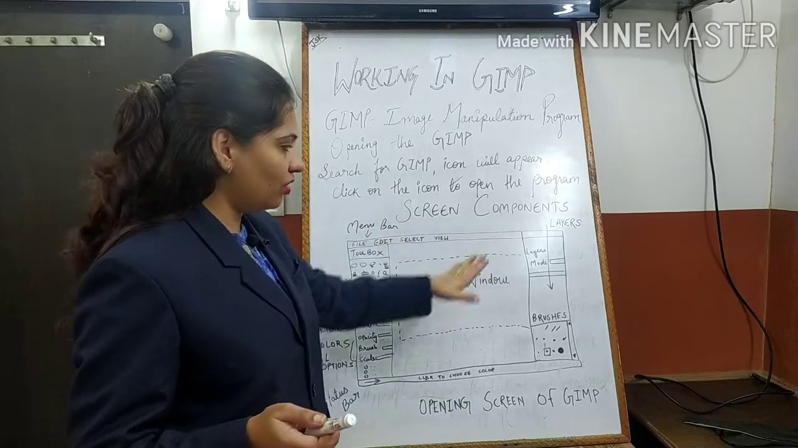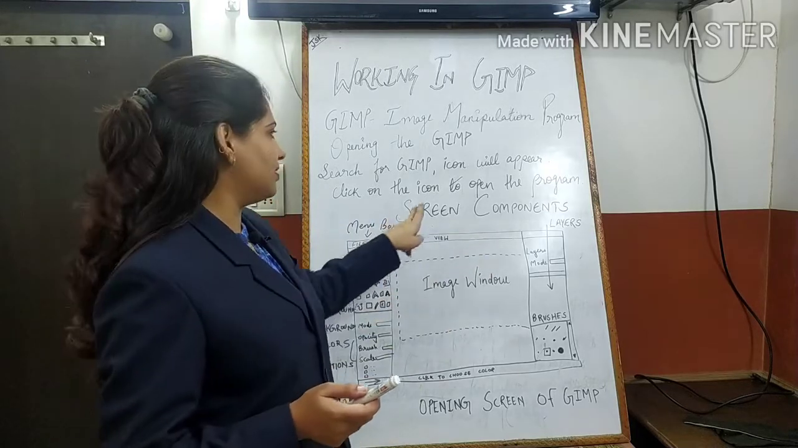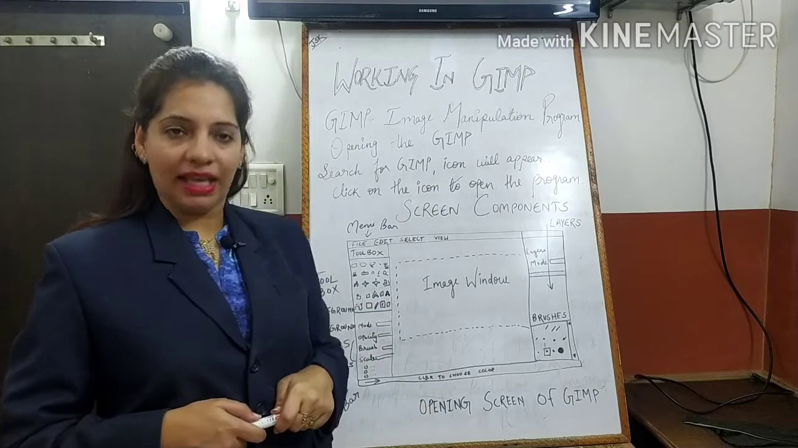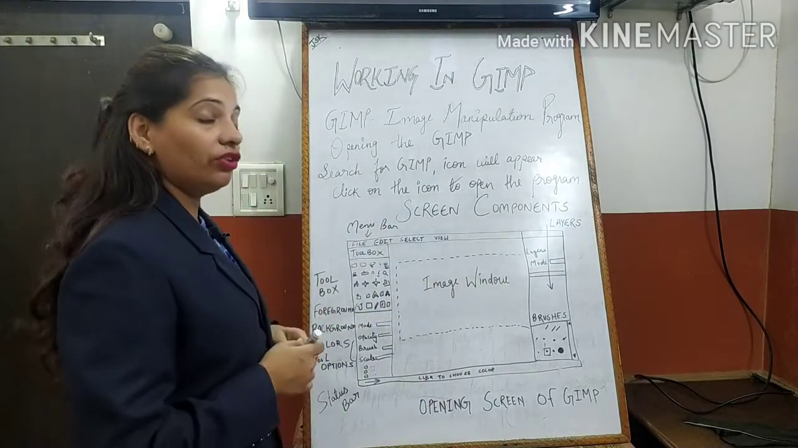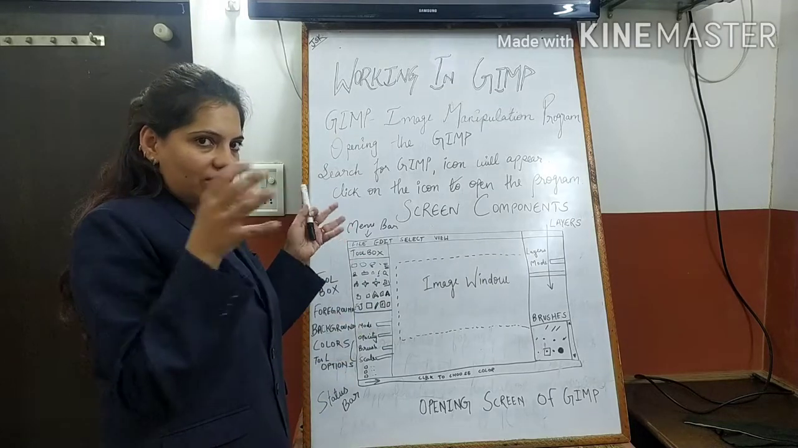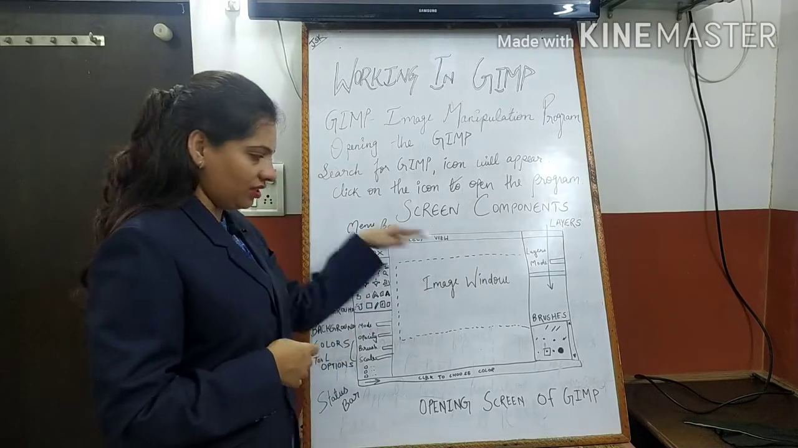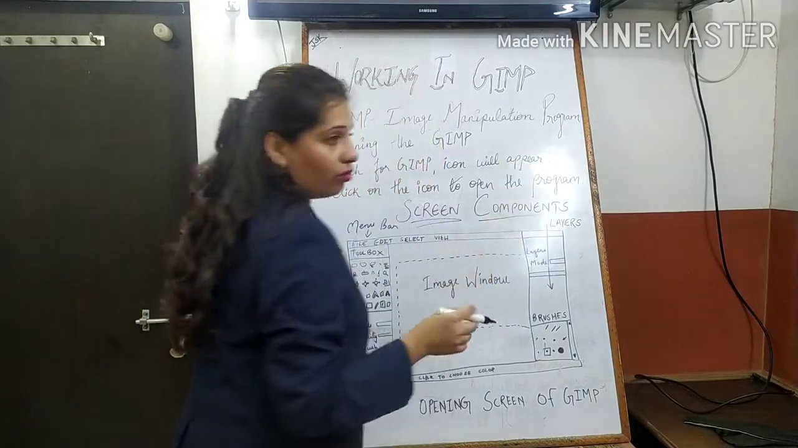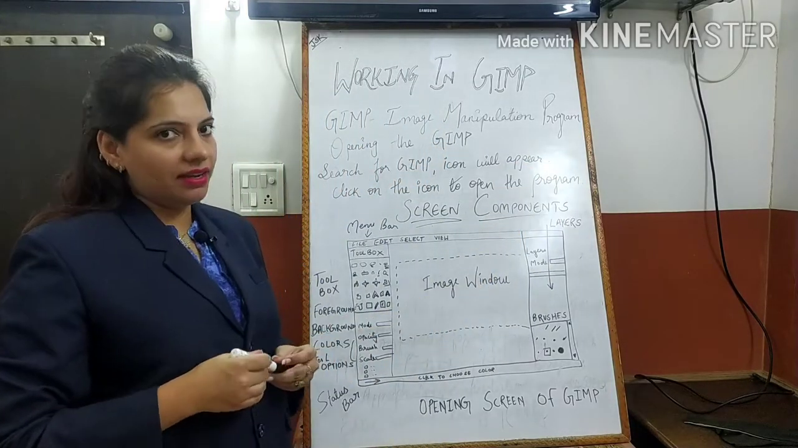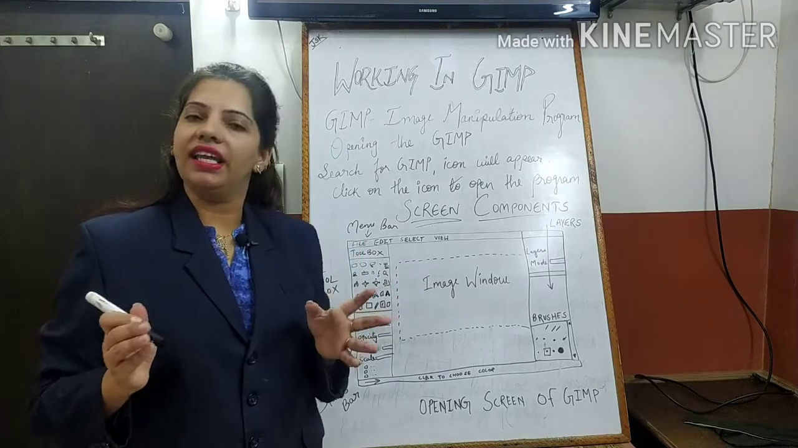The program will open, so you will get a screen like this. Okay, this is the screen of GIMP. So let me tell you the different components, meaning what the screen is made up of and what all these things are. So we are going to talk about the screen components, what all things are there on the screen of GIMP.